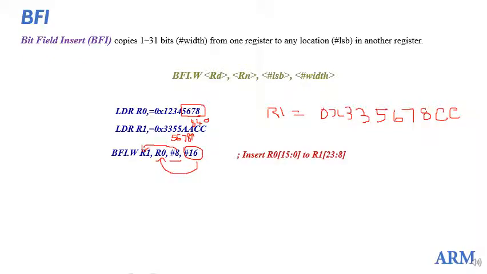Okay, so as I have told you, starting from bit number 8, the least significant 16 bits of R0 are inserted. So your answer is 335678CC.